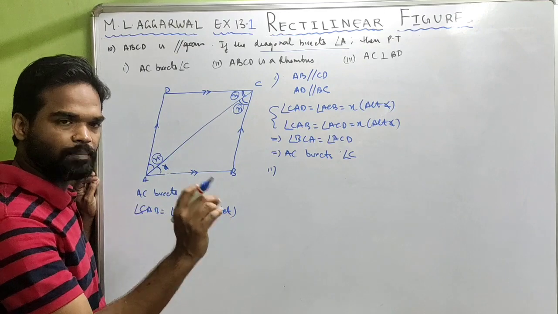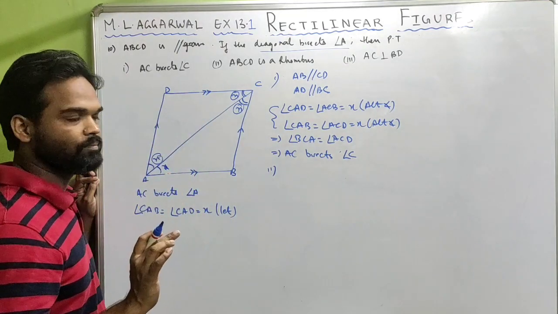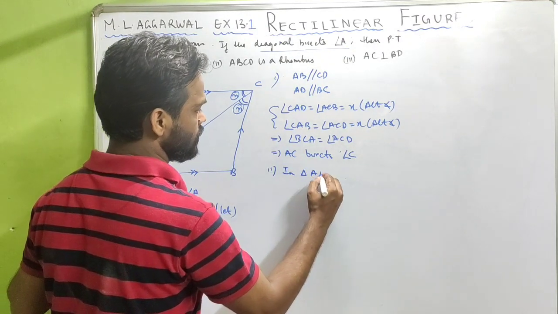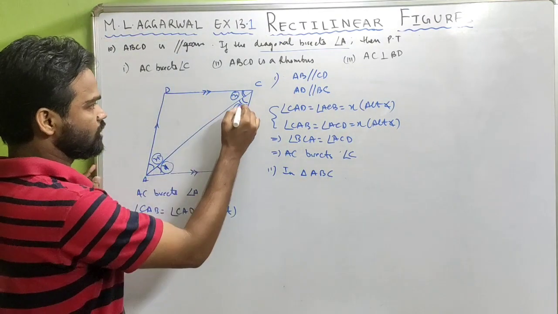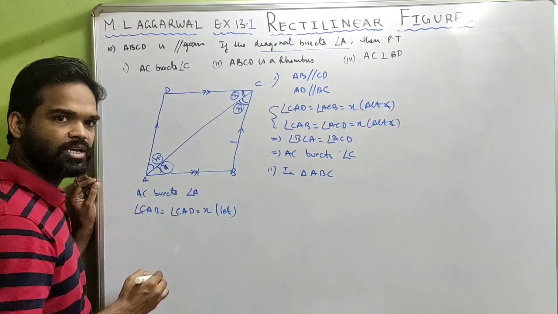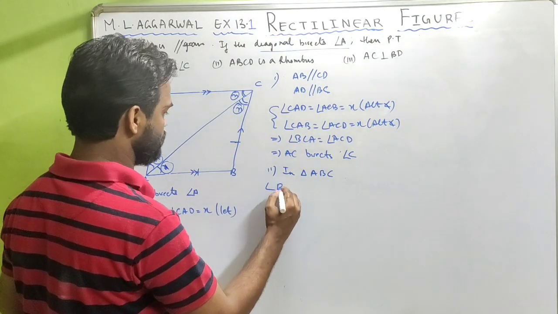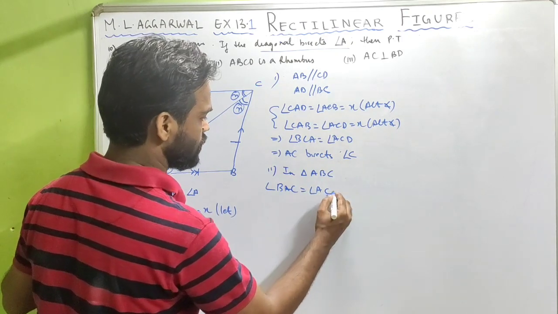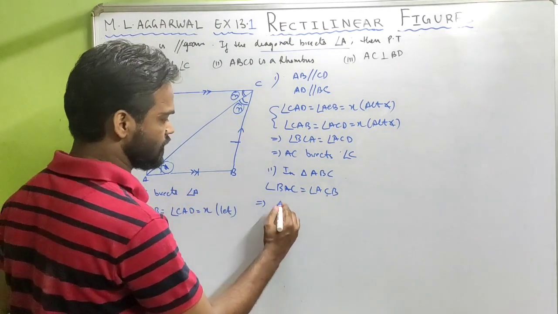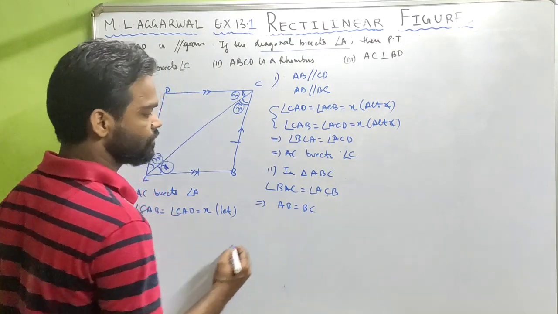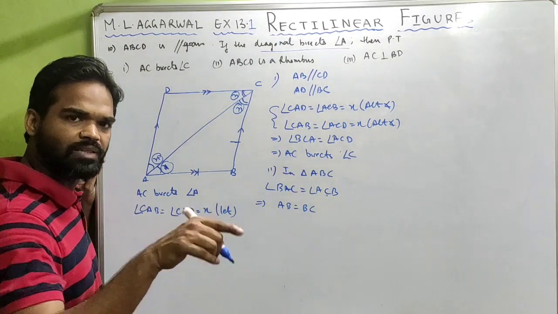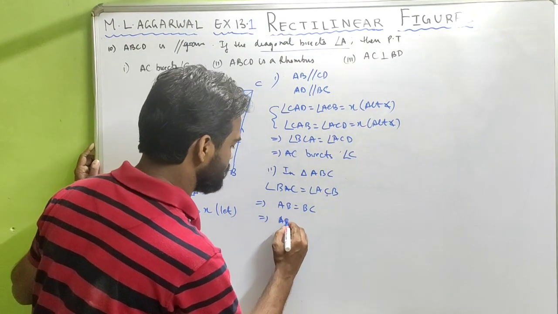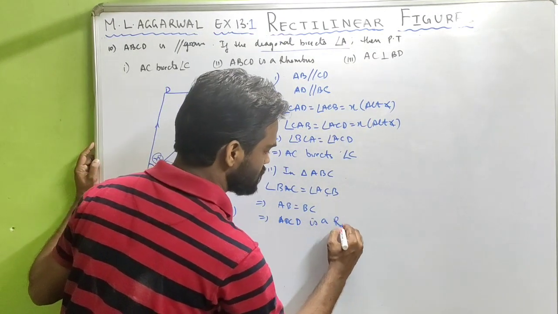Rhombus is a parallelogram in which the adjacent sides are equal. Now look, in triangle ABC, these two angles are equal, which means these two sides will be equal. Angle BAC is equal to angle ACB, which implies AB will be equal to BC, which means the adjacent sides are equal, and when the adjacent sides are equal, the parallelogram is a rhombus, which implies ABCD is a rhombus, isn't it?